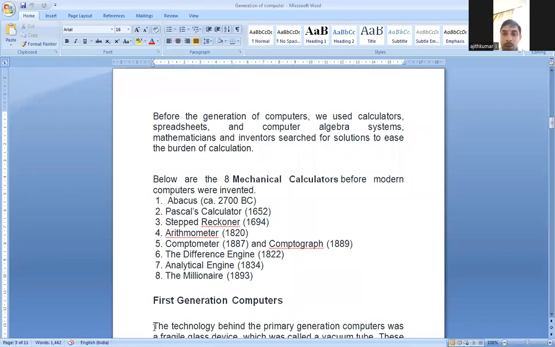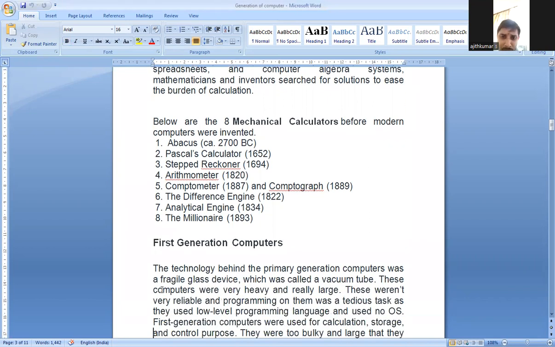Before the generations of computer, we used calculators, spreadsheets, and computer algebra systems, and inventors searched for solutions to make calculation easy. Below we see 8 mechanical calculators before modern computers were invented: abacus, stepped reckoner, Pascal's calculator, arithmometer, comptometer, difference engine, analytical engine, millionaire. The periods: abacus 2700 BC, Pascal's calculator 1652, arithmometer 1820, comptometer 1887, difference engine 1822, analytical engine 1834, millionaire 1893.